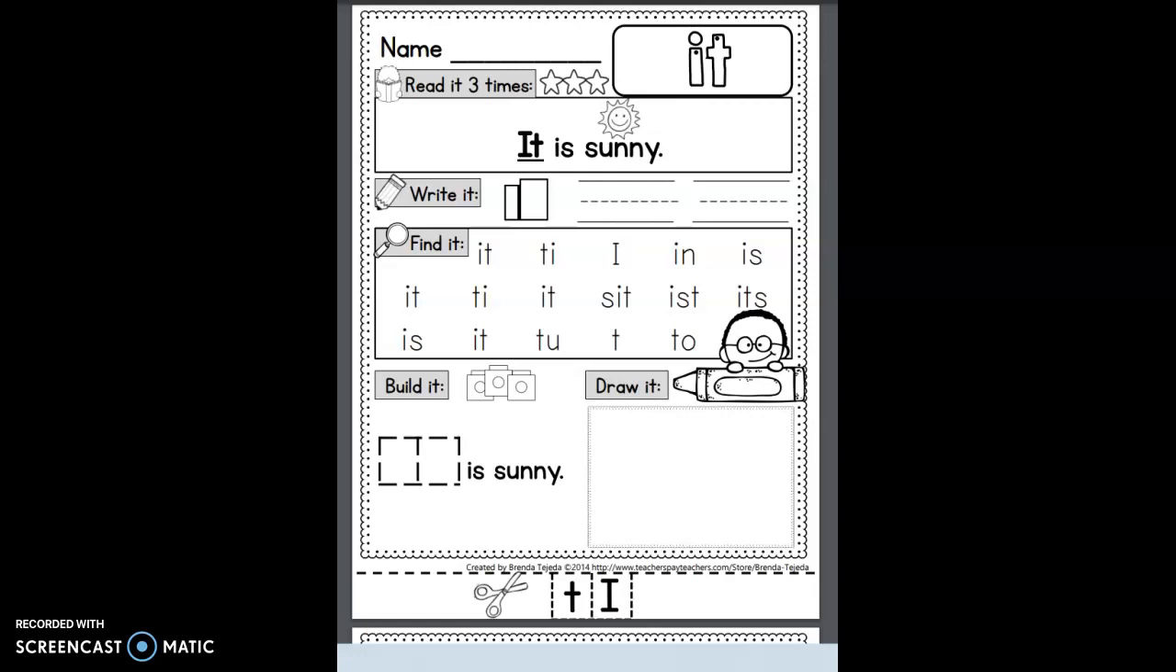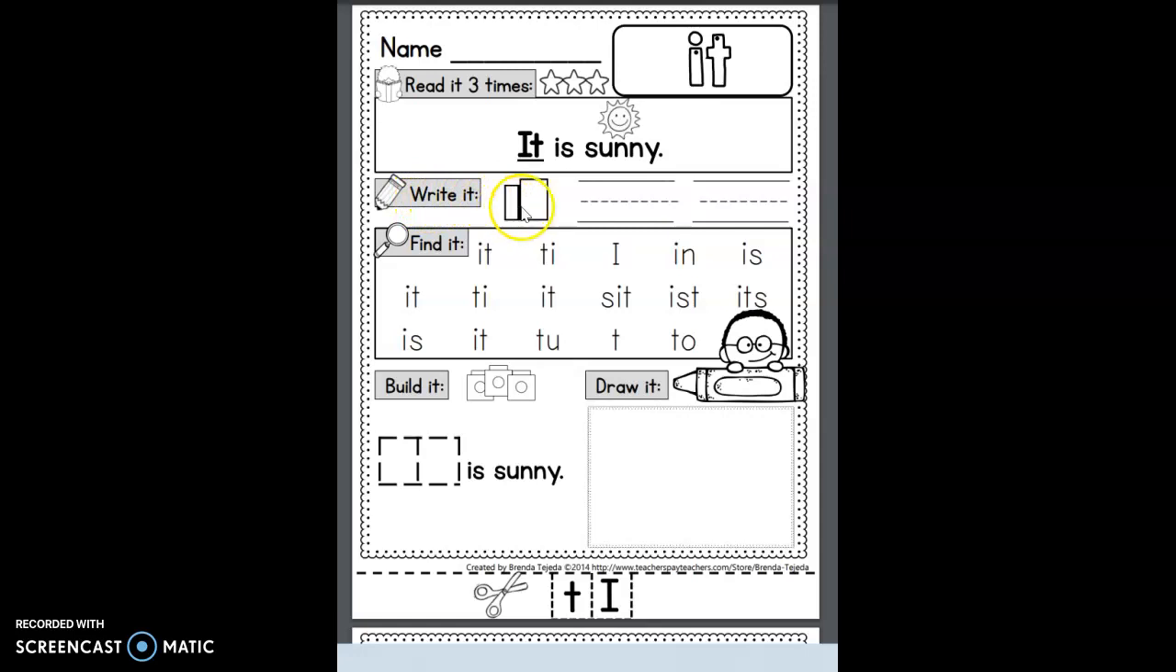And notice the punctuation at the end. That is what makes a complete sentence. Right? That's up here at the top. So it is, what's that last word? Chunk it. Sunny. It is sunny. Good.